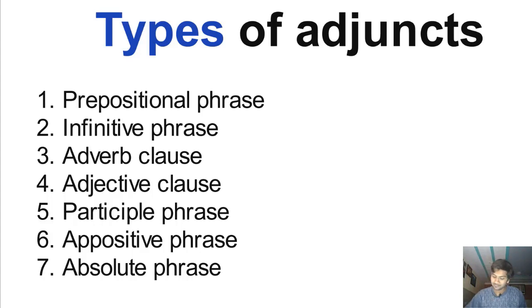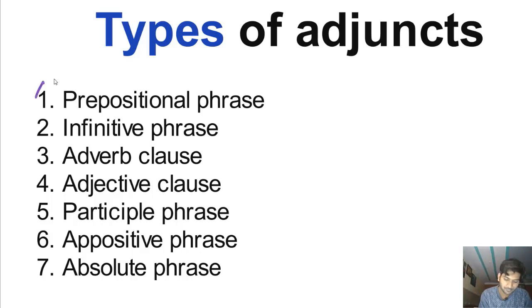Beautiful. Okay, types of adjuncts. Now, what do we mean by types of adjuncts? These are different things, different topics that we can call an adjunct, that can be non-essential for the sentence. These are different things, and that's why we're calling them different types of adjuncts.